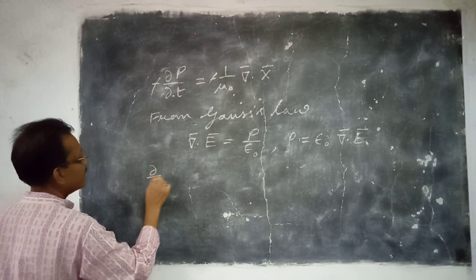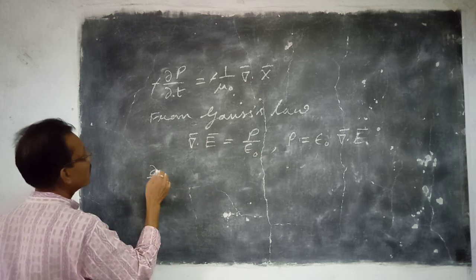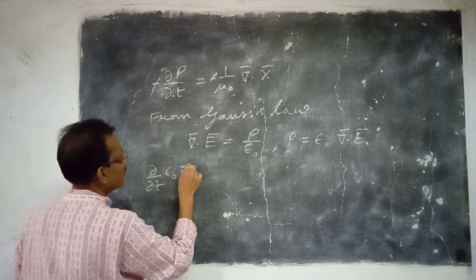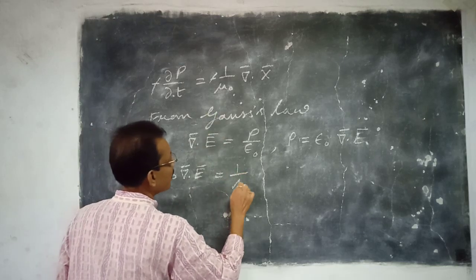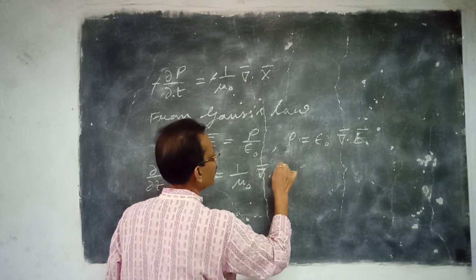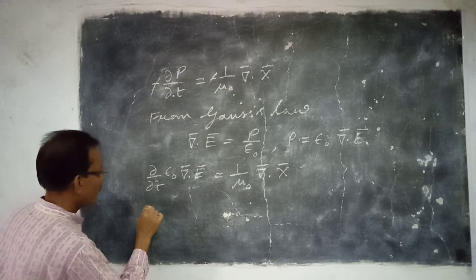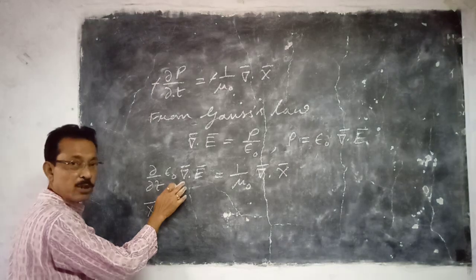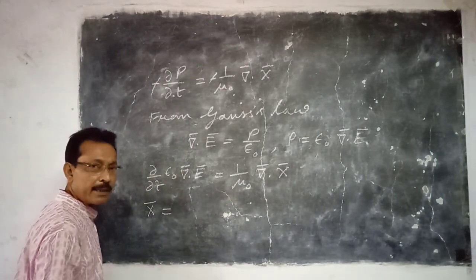You get del del t. Epsilon 0 is a constant quantity, so you can take it out, and write epsilon 0 divergence of E, which is equal to 1 by mu 0 divergence of X. So what is X? One is a space operator and the other is a time operator. You can interchange them, you can take this del del t inside, no problem.